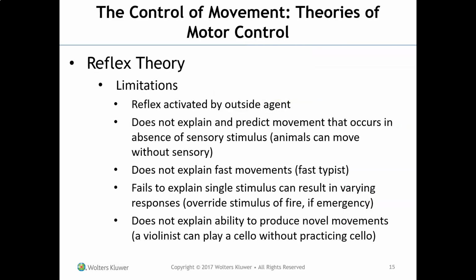Now the limitations of the reflex theory: reflexes have to be activated by an outside agent, right? It does not explain and predict movement that occurs in the absence of sensory stimulus. Animals can move without sensory input, so it doesn't really explain that. It does not explain fast movements, such as a fast typist. It fails to explain how a single stimulus can result in varying responses. Override stimulus of fire if emergency, right? So if you have a state of emergency, sometimes your brain will override the reflex and override the stimulus. So it doesn't really explain how our body reacts to emergency situations.